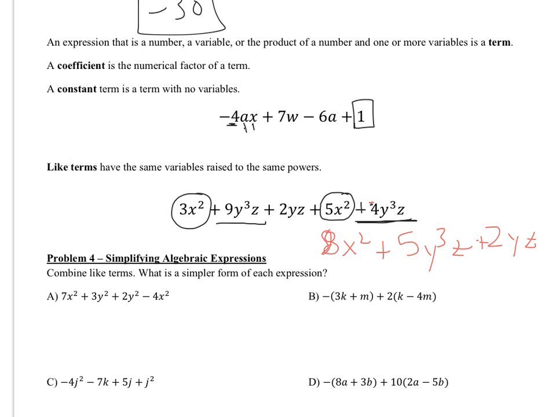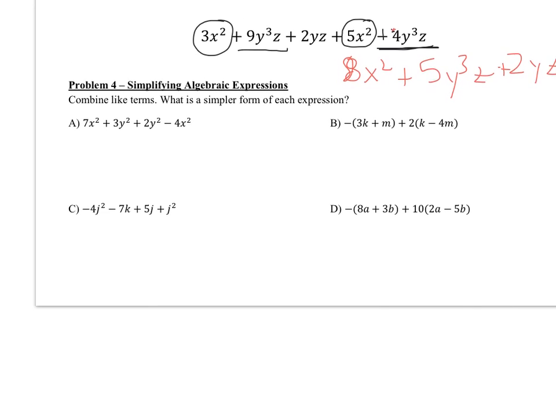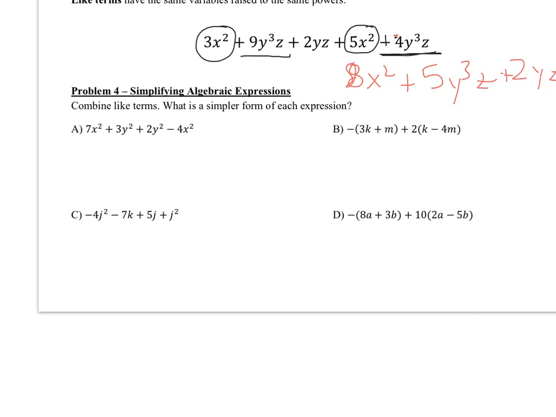So same type of thing when I'm looking at this next problem, looking at like terms. I have x squared, here's another x squared, here's a y, here's a y. So 7 minus 4 would give me 3x squared. And I have 2 plus 3 would give me 5y squared. So I want you to pause the video and try B. Actually, no, I'll do B and then you're going to do C and D. That's what we're going to do.